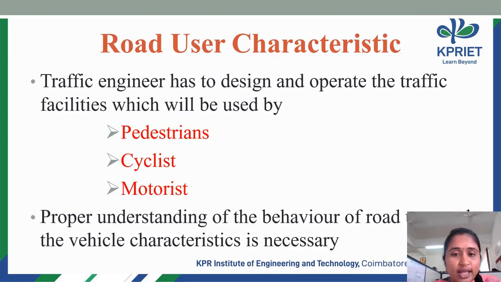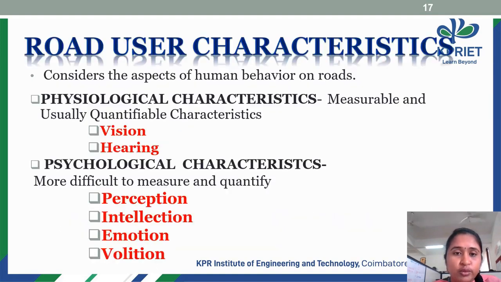The road user characteristics are based on the road users like pedestrians, cyclists and motorists. And the road user characteristics are further classified into two categories. One is psychological characteristic and the other one is physiological characteristic. These two characteristics are based on the aspects of human behavior on roads. That is, on the road, how the human will behave. Based on the behavior, these two characteristics are provided.